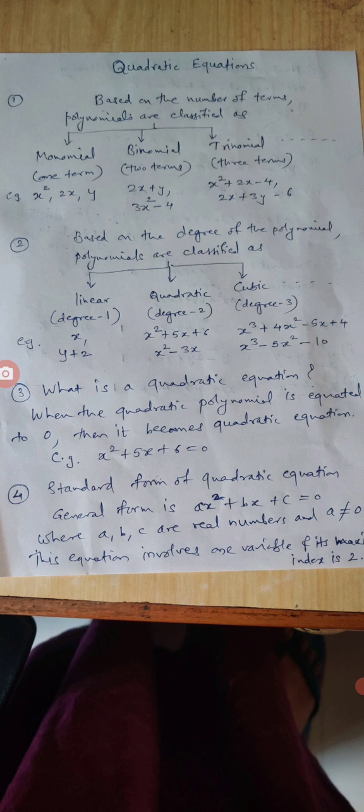Now, what is the standard form of quadratic equation? In the standard or generalized form, the quadratic equation is ax square plus bx plus c equal to 0, where a, b, c are real numbers, a and b are coefficients, and a should not be equal to 0. Then this becomes the standard form of quadratic equation. Now this equation involves one variable and its maximum index is 2. Here variable is x and maximum degree of x is 2.